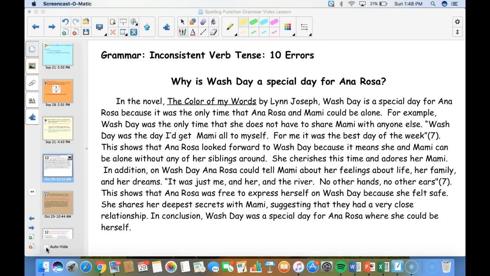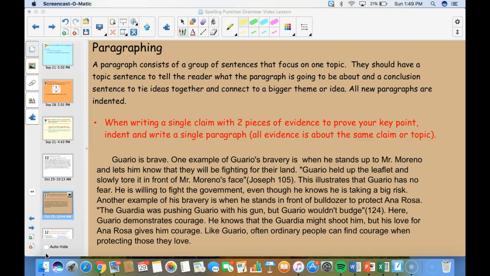Okay, here's your challenge. On the practice worksheet that you have, do a very close read of this paragraph, and this time there's 10 errors in verb tense. So you're looking to find every single place that a verb is written in the past tense, and you want to change it and make it be in the present tense. Good luck.